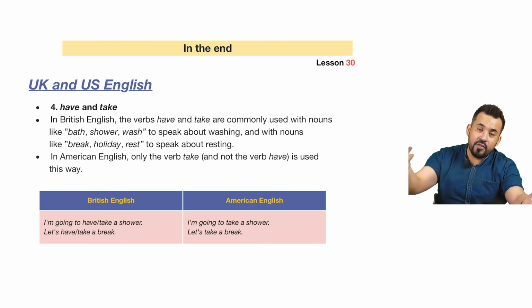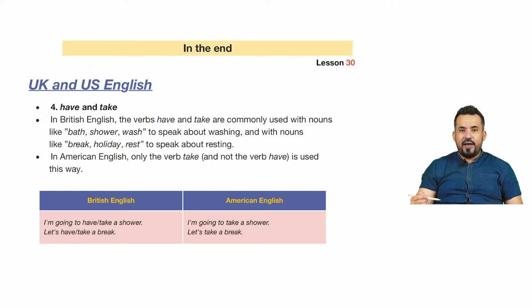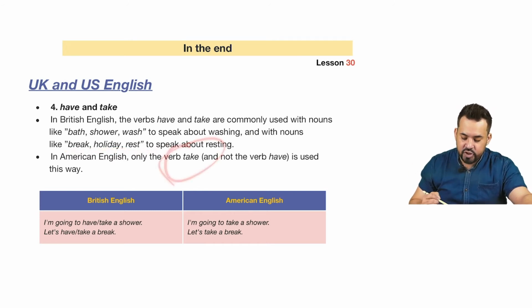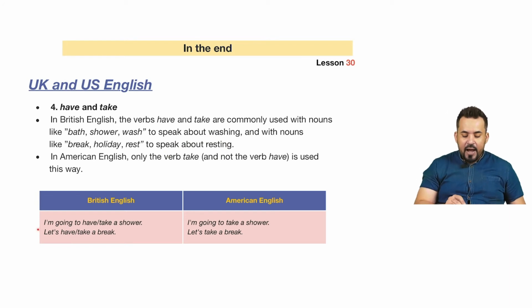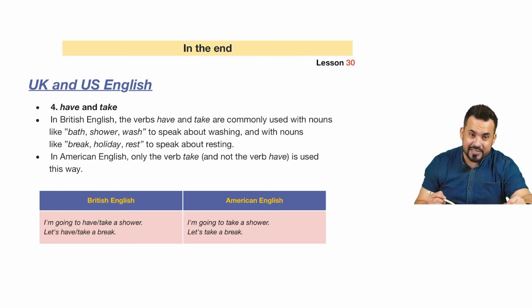Okay, another difference between British and American English is have and take. In British English, they use have or take to talk about bath, shower, wash, or break, holiday, and rest. In American English, only take is used. Let's take a look. I'm going to have or take a shower. Let's have a break or let's take a break. In American English, I'm going to take a shower. Let's take a break.